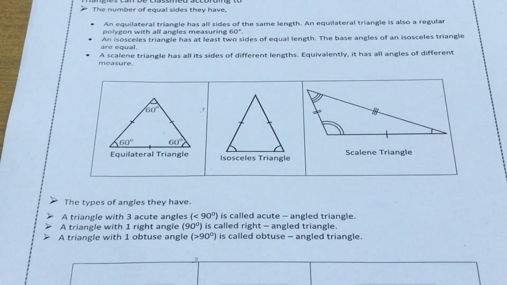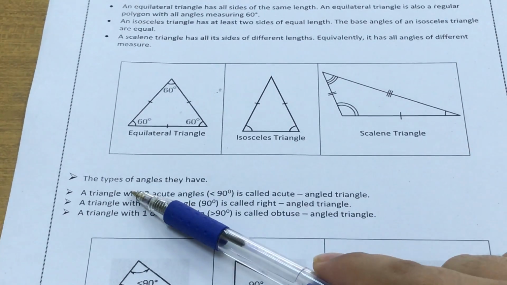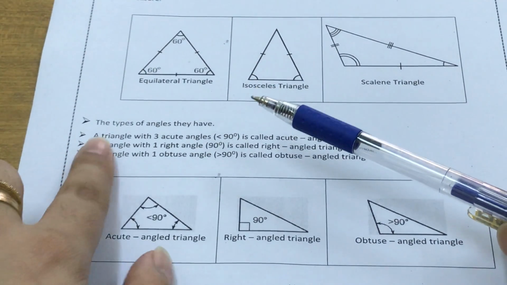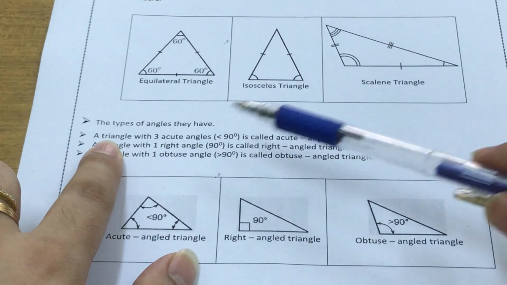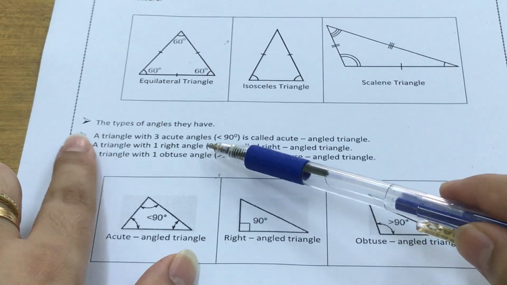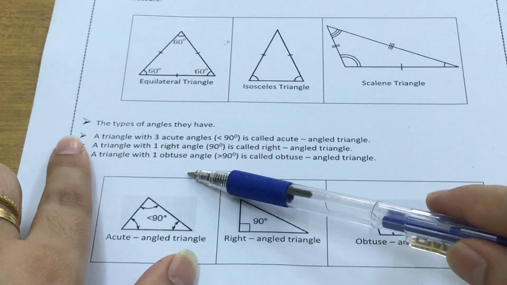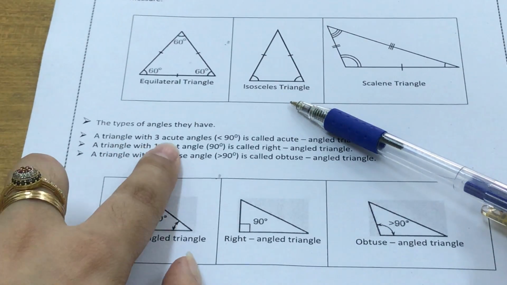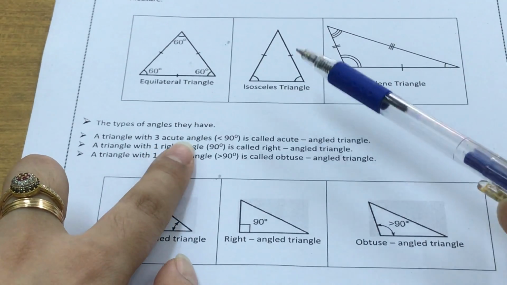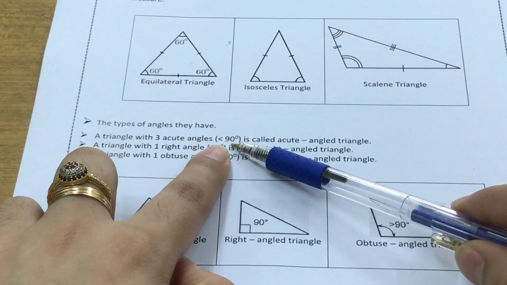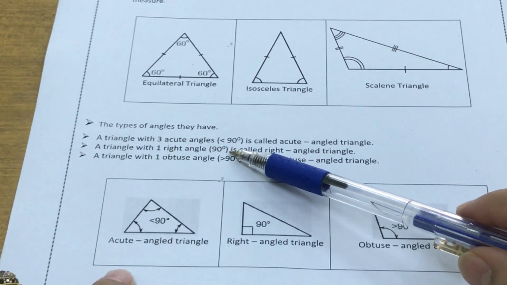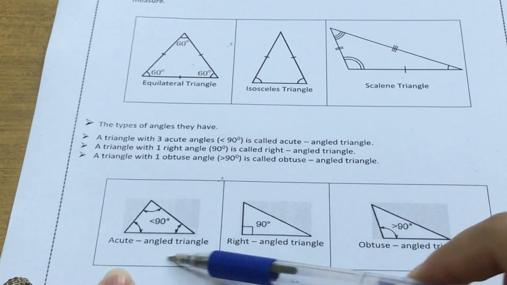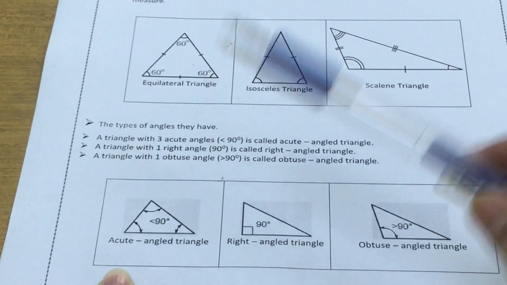Now let's discuss the second type of classification, that is according to the types of angles they have. And again we have three types. First one is called acute angle triangle, second one is right angle triangle, and third one is obtuse angle triangle. An acute angle triangle is a triangle in which angles will be smaller than 90 degrees. All the three angles will be smaller than 90 degrees. Then this type of triangle is called acute angle triangle.